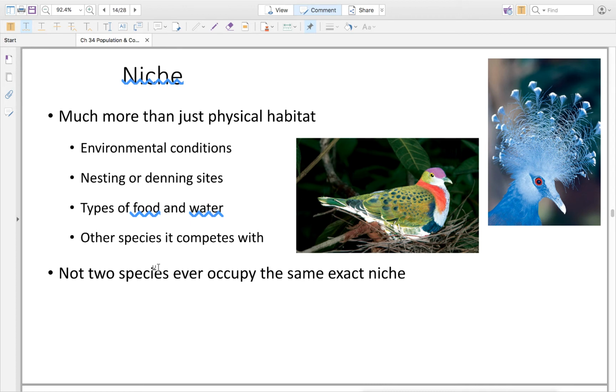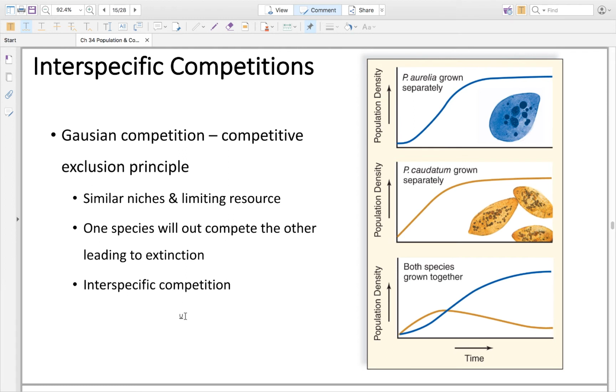Now here's the rule. No 2 species can ever occupy the exact same niche. There has to be something that's slightly different, or one species will always wipe out the other, and that's the rule. And that's the way the world works. Okay, so there have been studies done to demonstrate that this is accurate, and this is called the Gaussian competitive exclusion principle, and it's named after this Russian scientist that did this study, and it was pretty impressive.